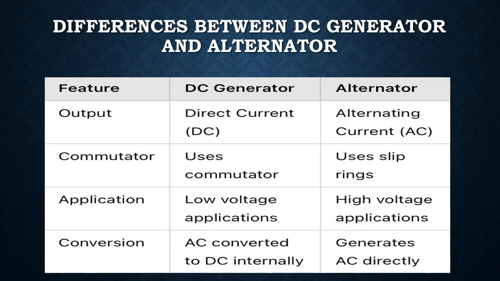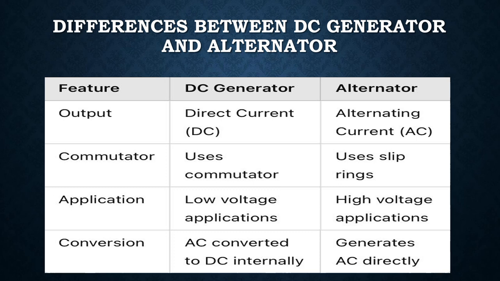The further slide is on the difference between DC generator and alternator. Basically, I have shown the chart of features. There are four features named as output, commutator, applications, and conversion. The difference between DC generator and alternator is given on our screen.